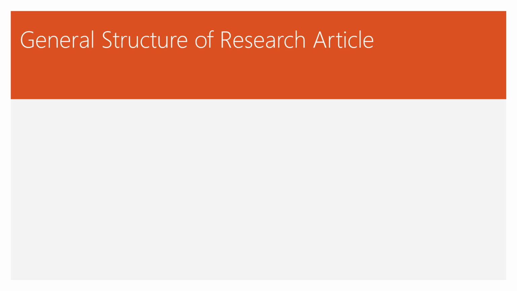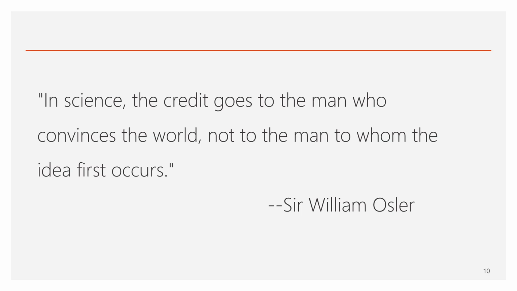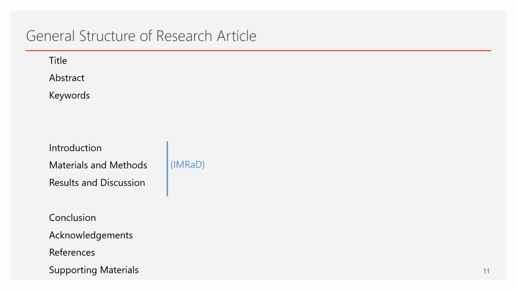Then we come to know how a particular research article is structured or written. This slide shows the general structure of an article. The general structure consists of the title, abstract, keywords, followed by the introduction, methods, generally called the material and methods section or experimental section, then results and discussion. It is followed by the conclusions, acknowledgement, references and supplementary data.